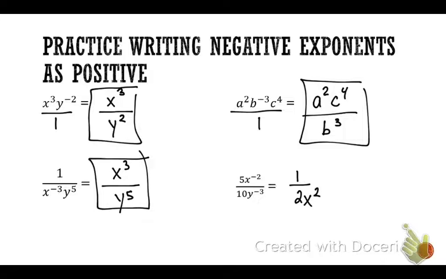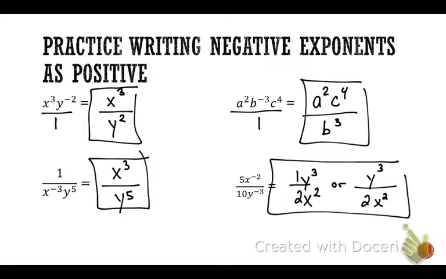And then what happens with my y term? Where would I put my y term? In the numerator. Now, technically, do I even need the 1 there? I could just say y to the third power over 2x squared. All right, either answer would be acceptable because the 1 is understood.